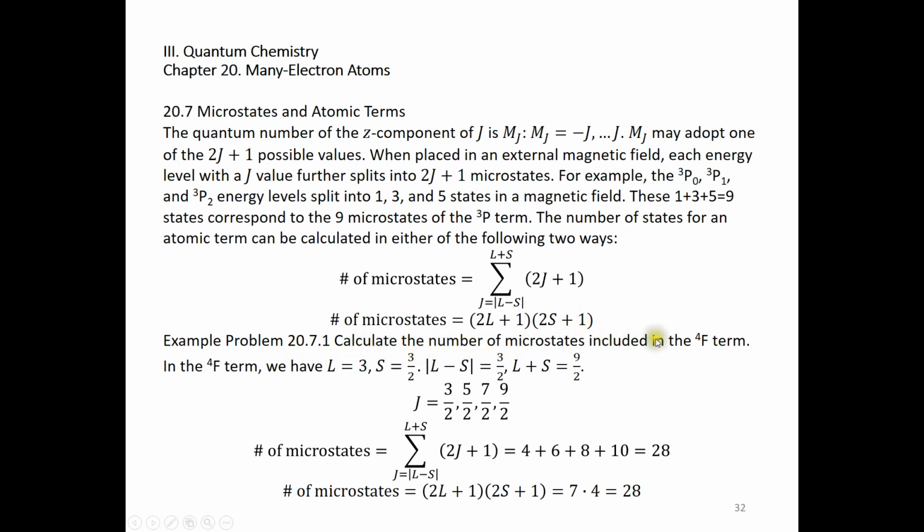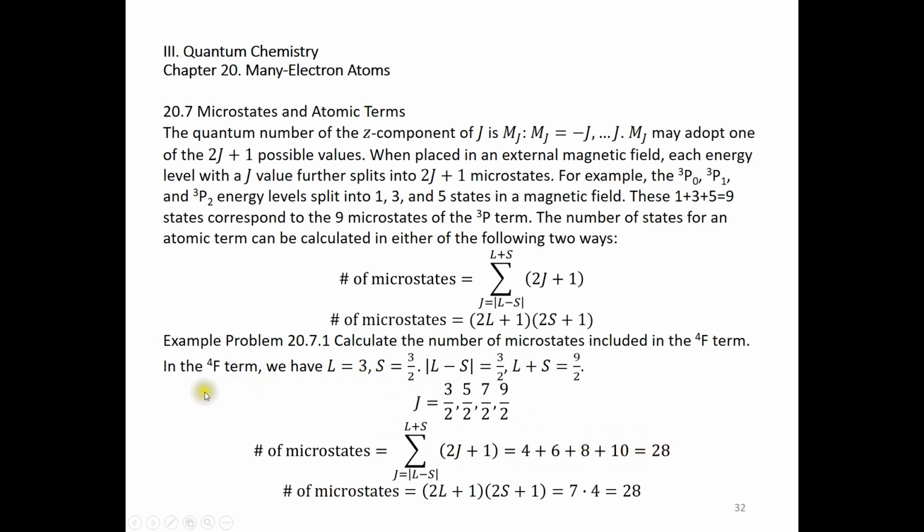Calculate the number of microstates included in the 4F term. In the 4F term, L is 3, S is 1.5. So L minus S is 1.5, L plus S is 4.5, so J value can be from 1.5 to 4.5. Here they are: 1.5, 2.5, 3.5, 4.5. Now we're going to sum up the 2J plus 1. So 1.5 has a 2J plus 1 of 4, and this corresponds to 6, this corresponds to 8, and this corresponds to 10. So we sum up the values of 2J plus 1, which is 4 plus 6 plus 8 plus 10, that's 28.